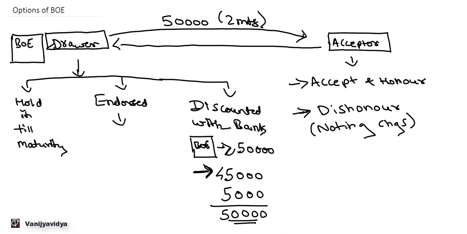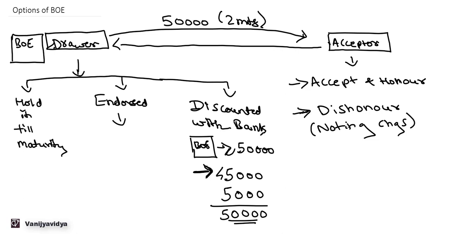Now, say if this bill was endorsed. Then what has happened? The acceptor did not make the payment and it has been dishonored. So now the drawer is liable to make a payment to the person to whom the bill was endorsed, including the noting charges which were paid by this third party, and he has to recover all this from the acceptor of the bill.